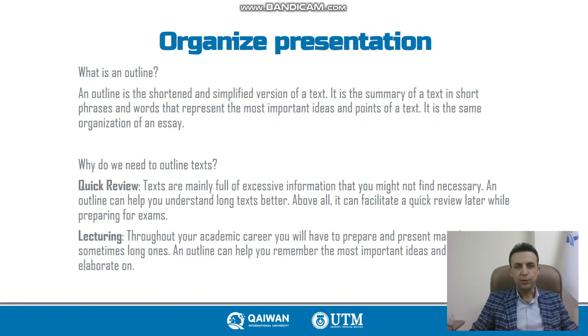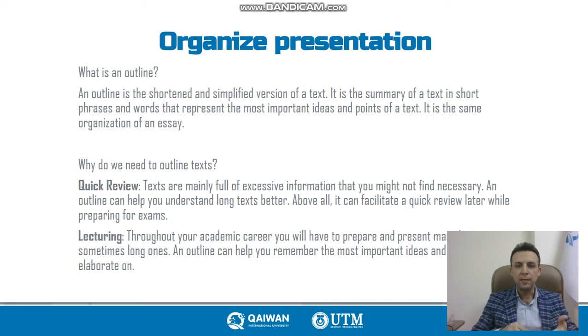The first thing you need to know about presenting a lecture, or let's say organizing or preparing a presentation, is how to prepare or make an outline. Let's see first what an outline is. An outline is the short version of an essay. It is the short version of a piece of text that gives us the most important information included in the text. So as you can see here, it's a simplified version of a text. It can be a summary of the text in short phrases and words.